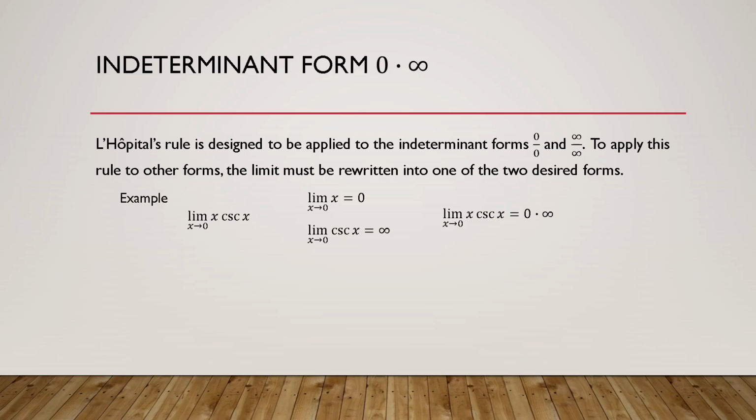However, if we use our trigonometric identities, we can rewrite the limit as x over sine x as x approaches 0. The limit is now a desired indeterminate form 0 over 0. When we apply L'Hopital's rule, we get the limit of 1 over cosine x as x approaches 0, which, when substituting, comes out as 1 over 1, or 1.